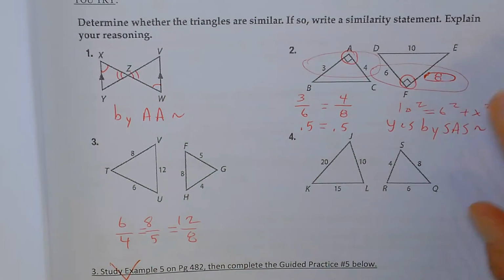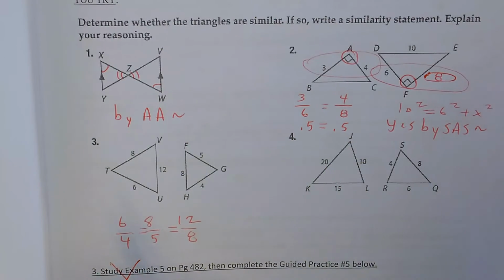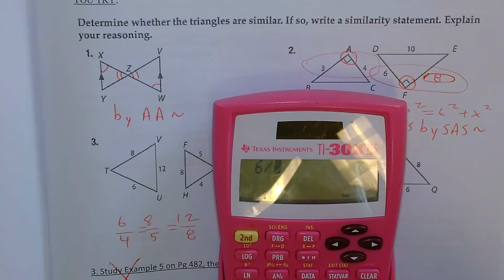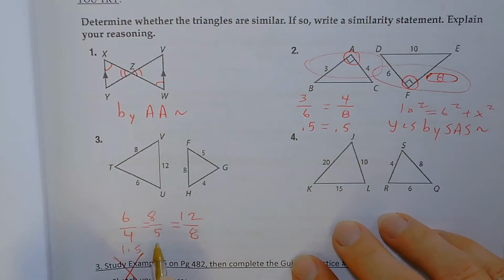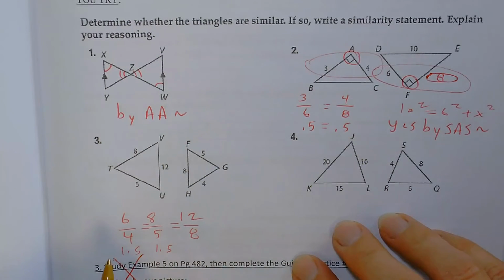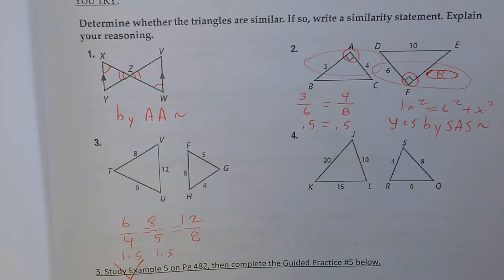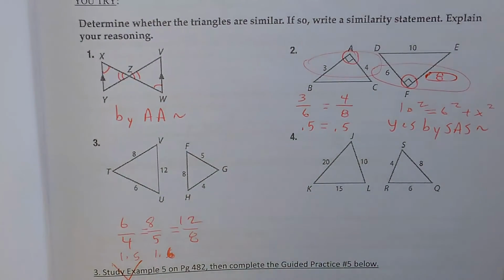Okay, so now what you're going to do is divide these straight down. So 6 divided by 4, I think I did it the other way around, so you could also do it the other way around and have 4 over 6. So that's going to be 1.5 and 1.5. Did I put that right? Oh, 1.5. Did that work? 8 divided by 5. Oh, 1.6.